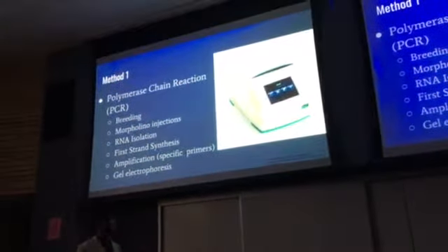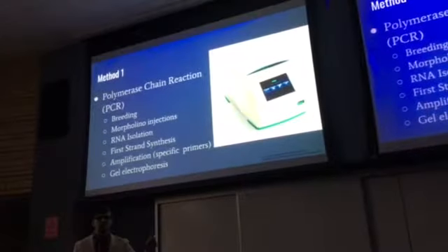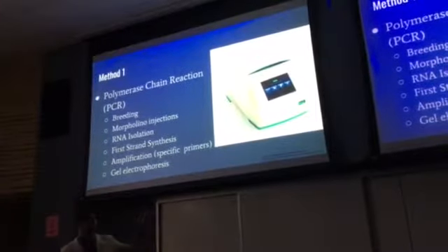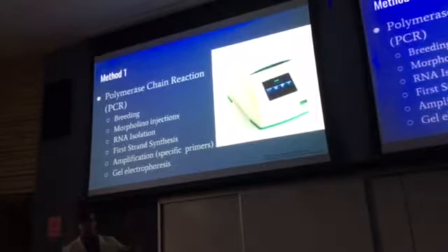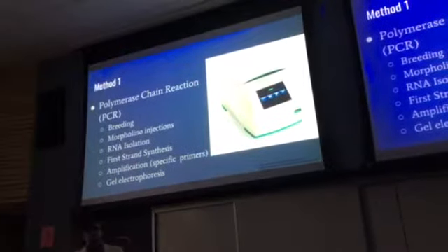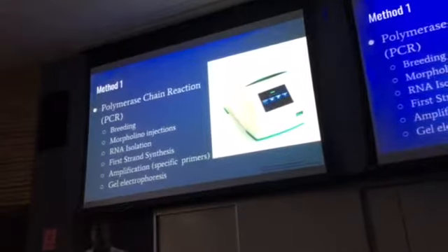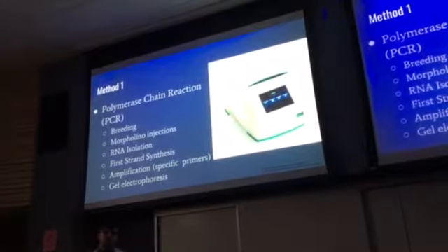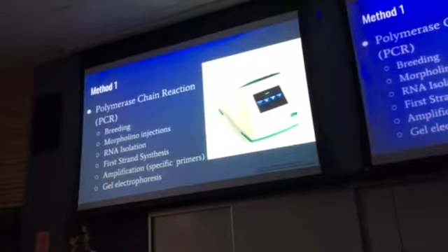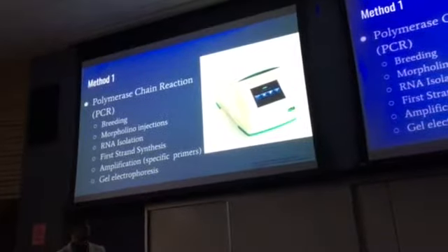So to test this, we do two methods. First is polymerase chain reaction, or PCR. First we need to obtain embryos from the zebrafish. Then those embryos are injected with morpholinos, and then those injected embryos, with a cohort of embryos that are not injected to compare to as a control, we need to isolate the RNA from that. So the RNA is trapped inside the cells and needs to be taken out and purified.